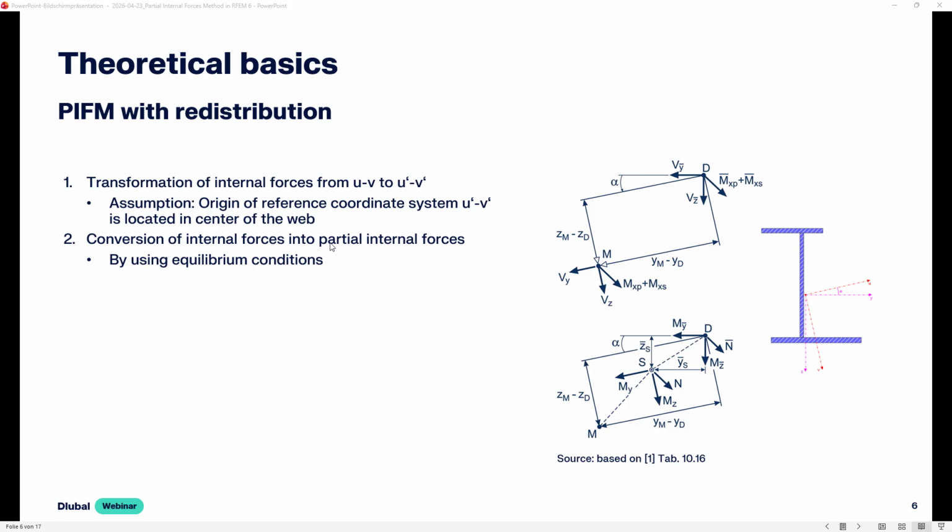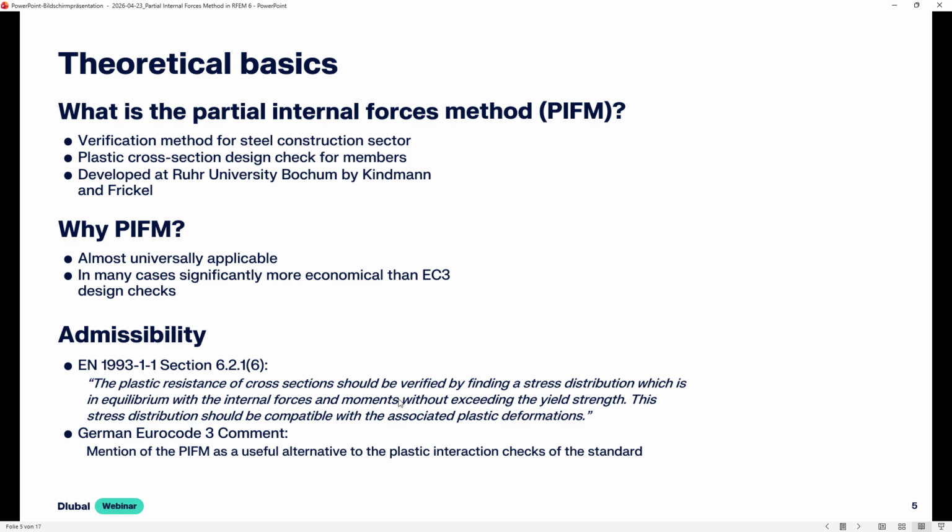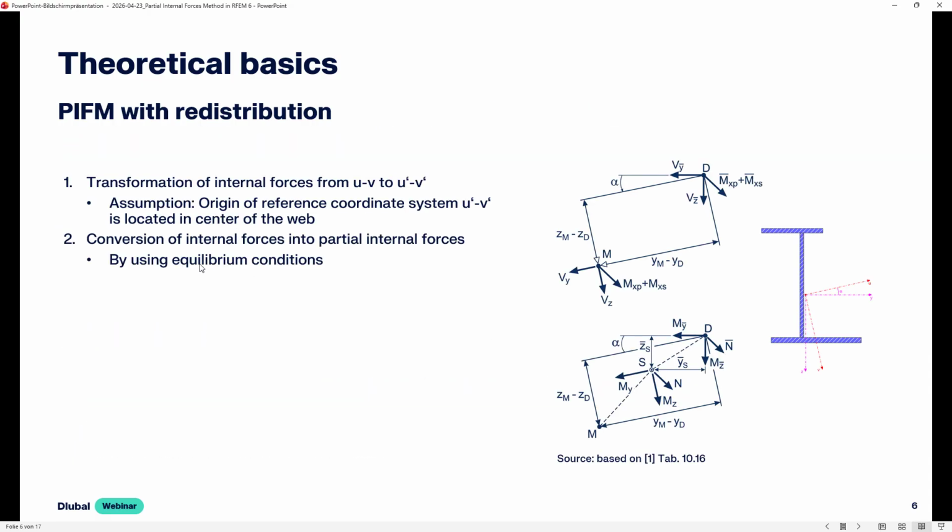We can calculate these partial internal forces by using the equilibrium conditions, because as I said before, this is one condition made by the standard. We have to fulfill the equilibrium between the internal forces and the stress distribution. So we can use these equilibrium conditions, which show the reference between the original internal forces and the partial internal forces. And by transforming these formulas, we can easily calculate our partial internal forces for each internal force and for each part of the section.